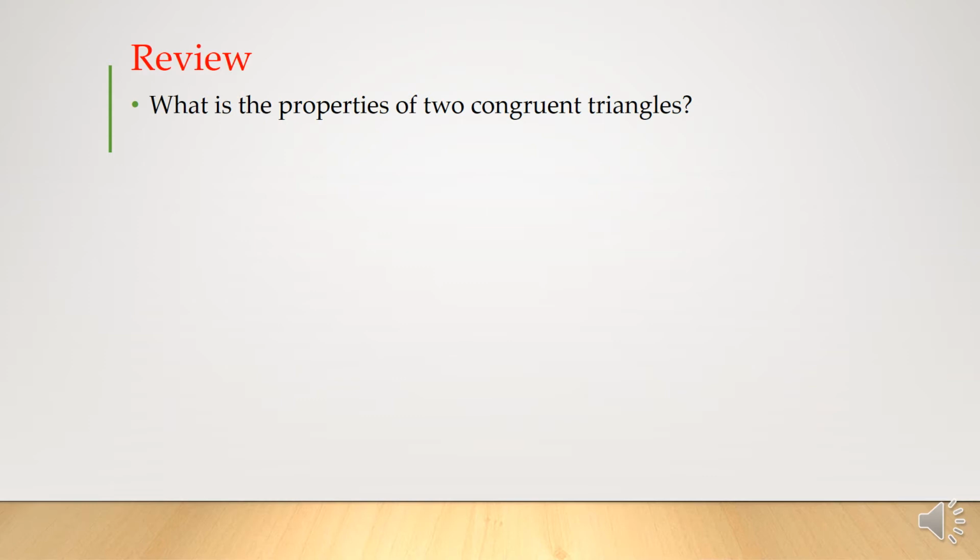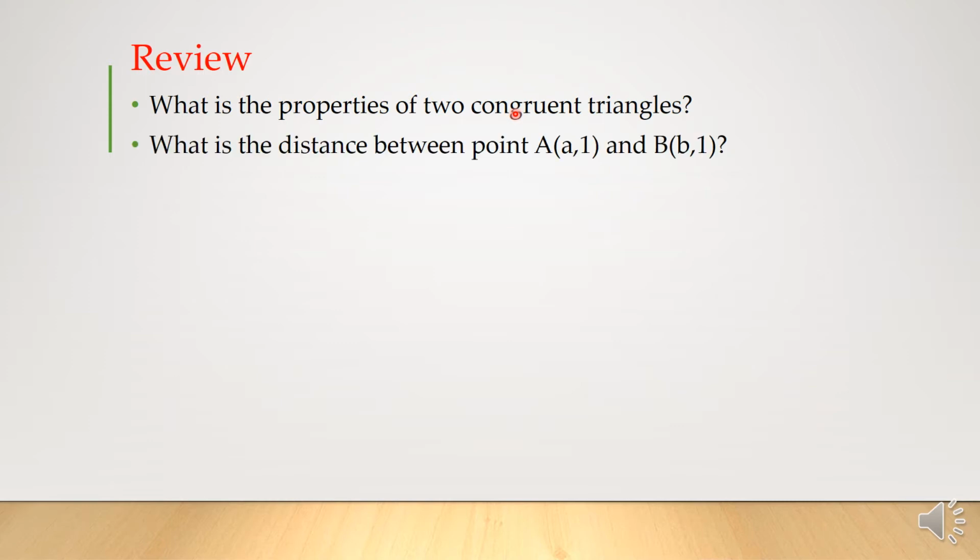So what is the property of two congruent triangles? You remember the properties of two congruent triangles? We have three, okay? So describe the three properties. And number two, what is the distance between the two points, point A and point B? You look at point A with coordinate a1 and point B with coordinate b1. So the value of h is the same, equal 1, okay?